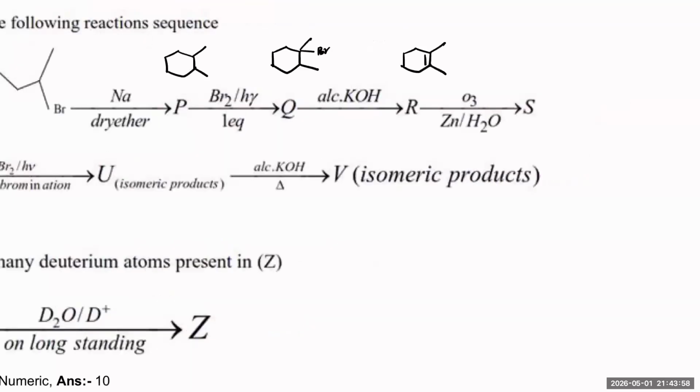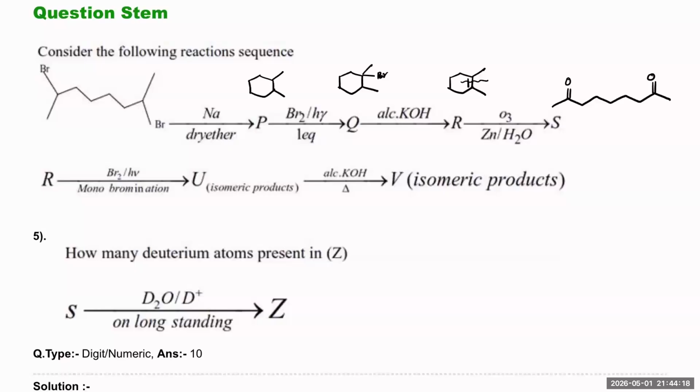Then you are doing an ozonolysis, right? Due to ozonolysis, this bond will break. Now count this. These are 6 carbons, 7, 8 carbons we have. So total 1, 2, 3, 4, 5, 6, 7, 8. And on the second carbon, we have a double bond O, and on this carbon, we have a double bond O here. This is compound S. Okay.